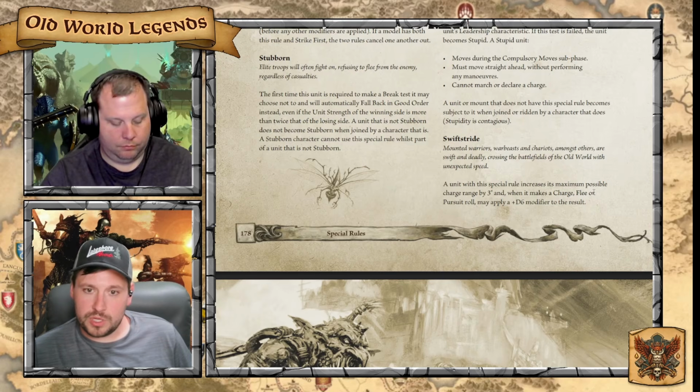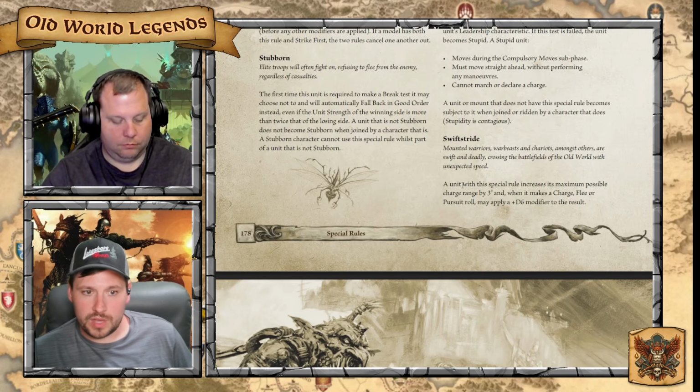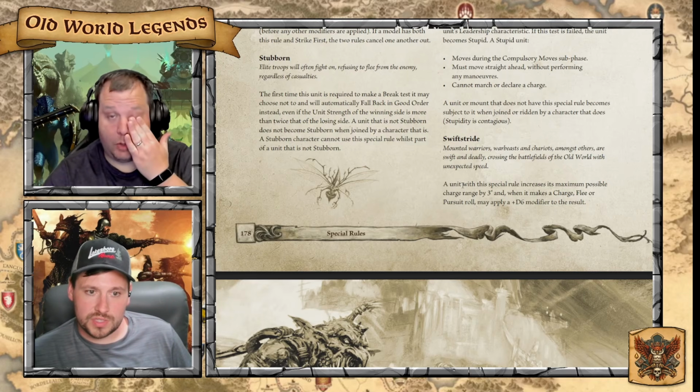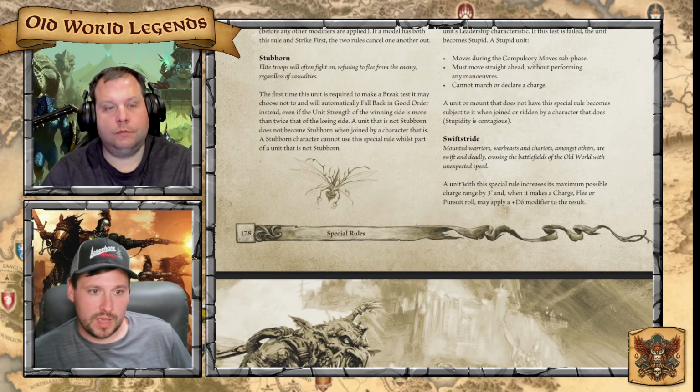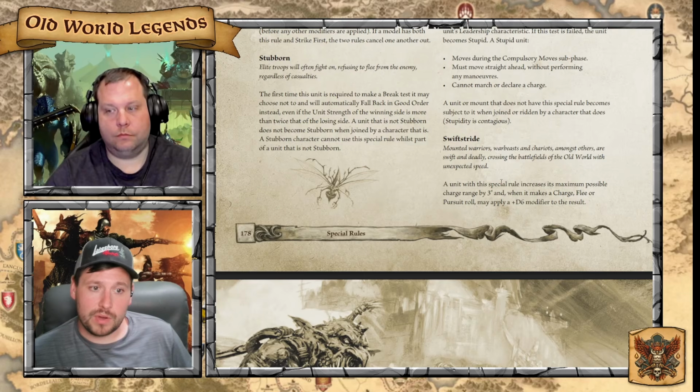Now, in the pre 1.5 FAQ way we were playing, Swift Stride was so overwhelmingly powerful that it was almost impossible to imagine putting that many points in a unit that did not have this rule, because of the charge threat that you needed to have, to be a combat unit without Swift Stride. You just barely ever got anywhere. I think the 1.5 has massively changed this, so that you can just sit there, shoot people, or just be very durable and say, I don't need to charge. If you charge me, I win. And that is a very interesting power dynamics shift.